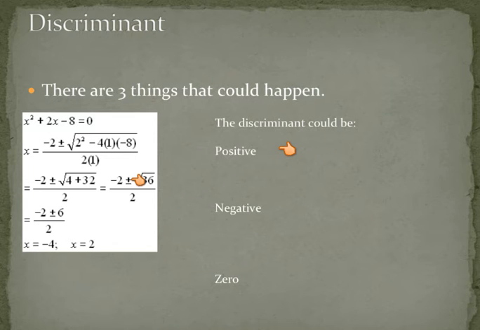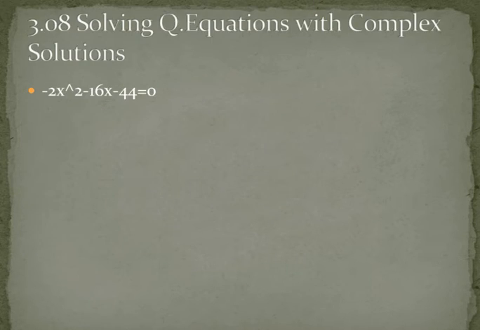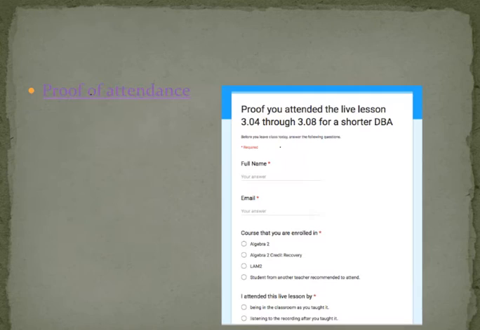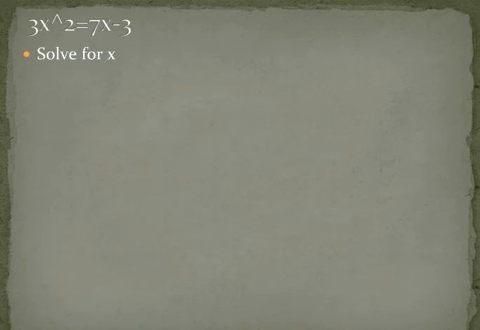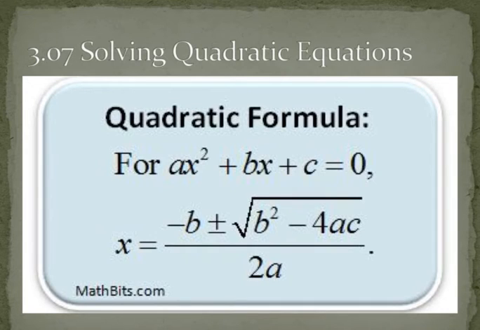So in this case, we're talking about a quadratic equation where the discriminant is negative. So I'm going to use the quadratic formula in order to solve. Now the quadratic formula is given as this formula right here.